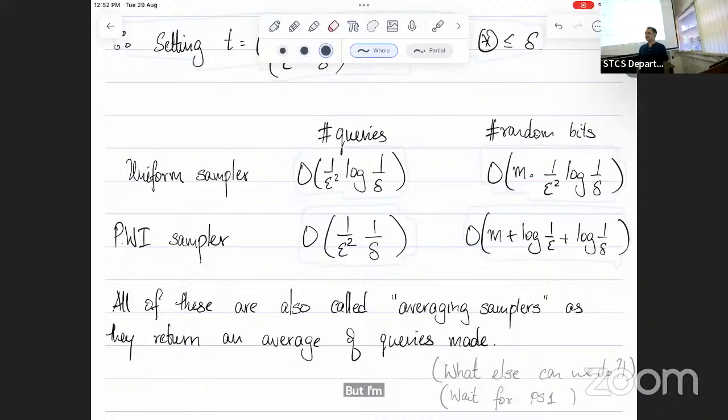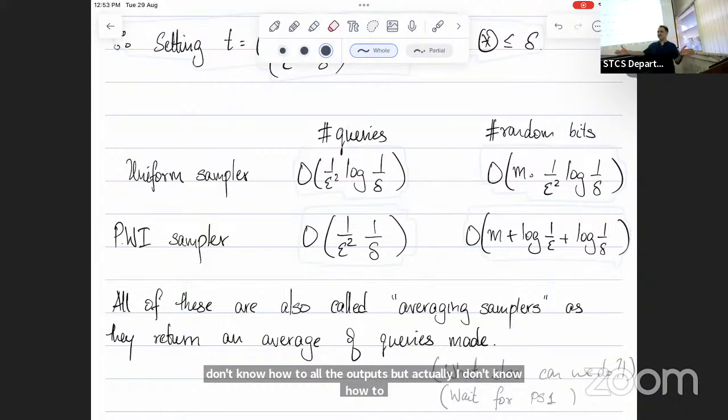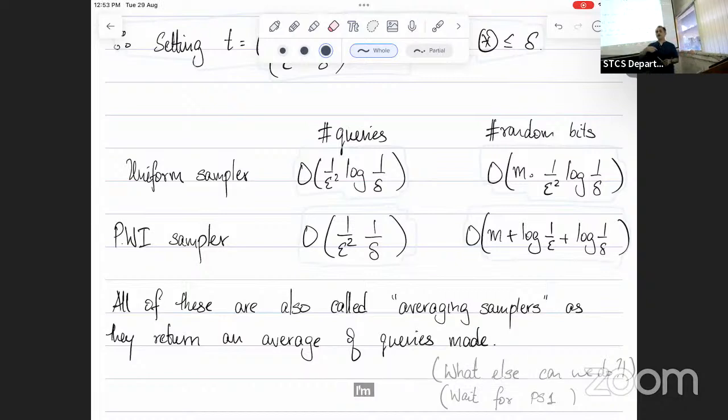Are all samplers non-adaptive? The expander sampler is non-adaptive. It just takes a random walk. The question is whether you look at the function output and then make a different decision. By non-adaptive, I mean it does not depend on the output. Actually, I don't know of any sampler that makes use of what output it's on.